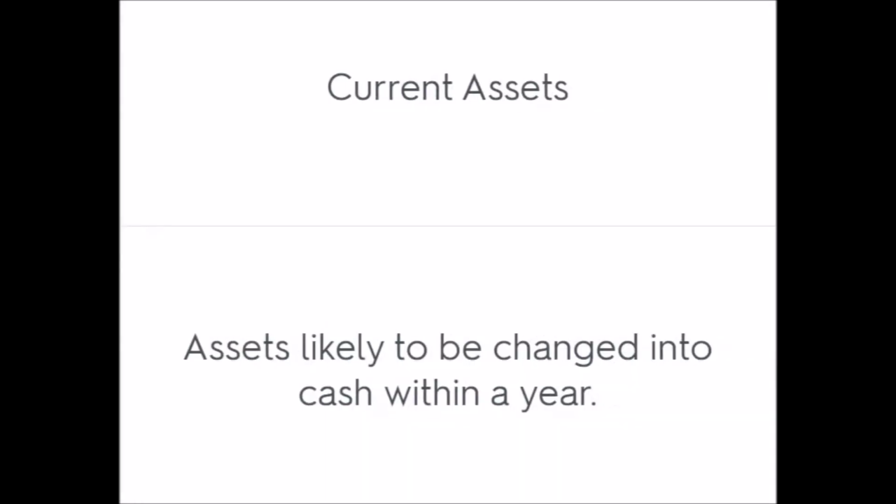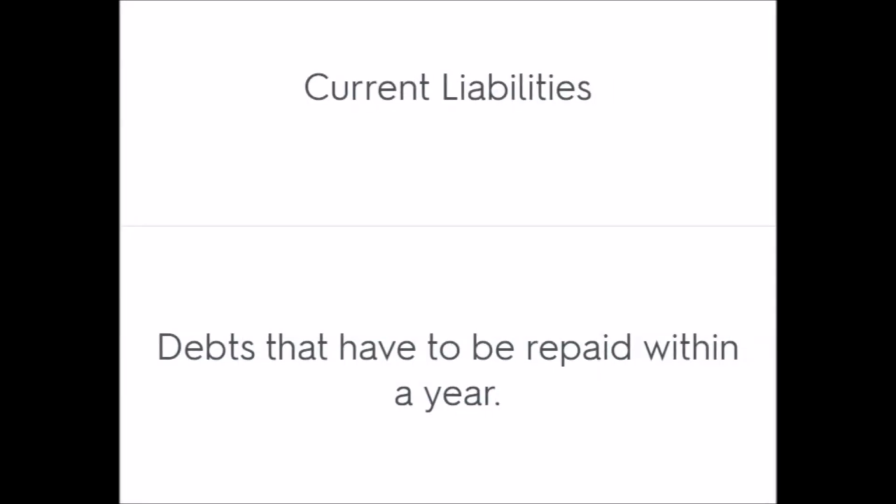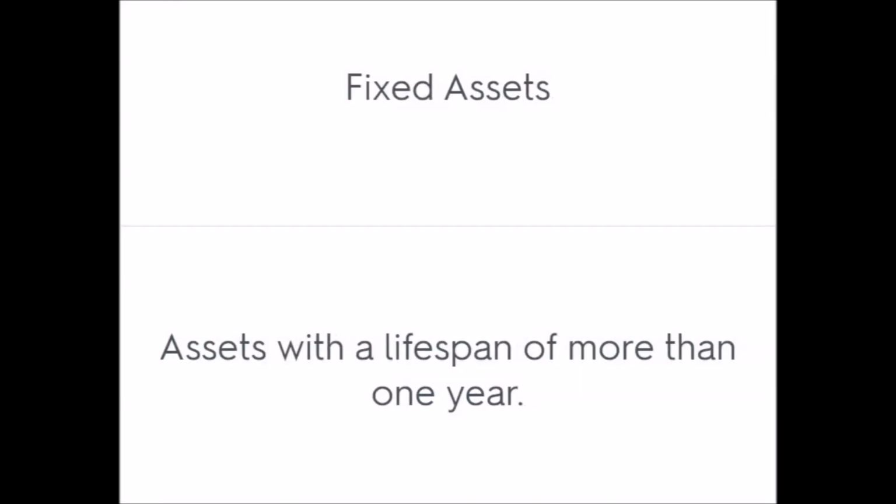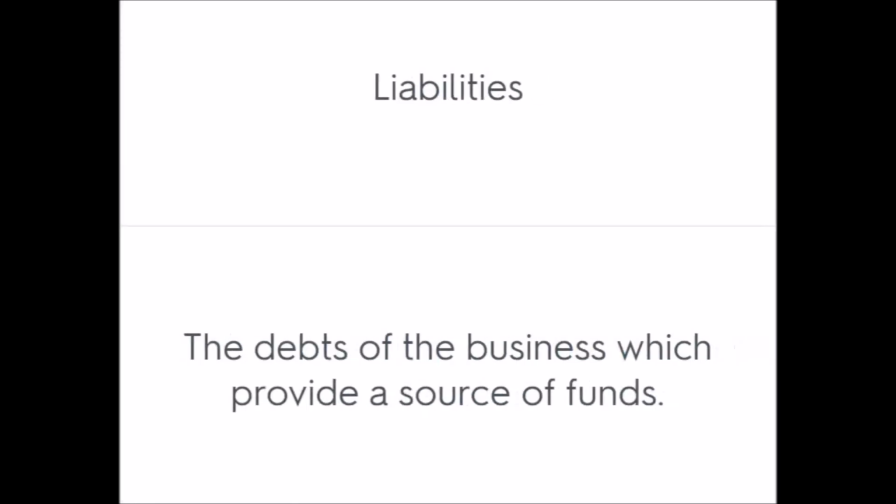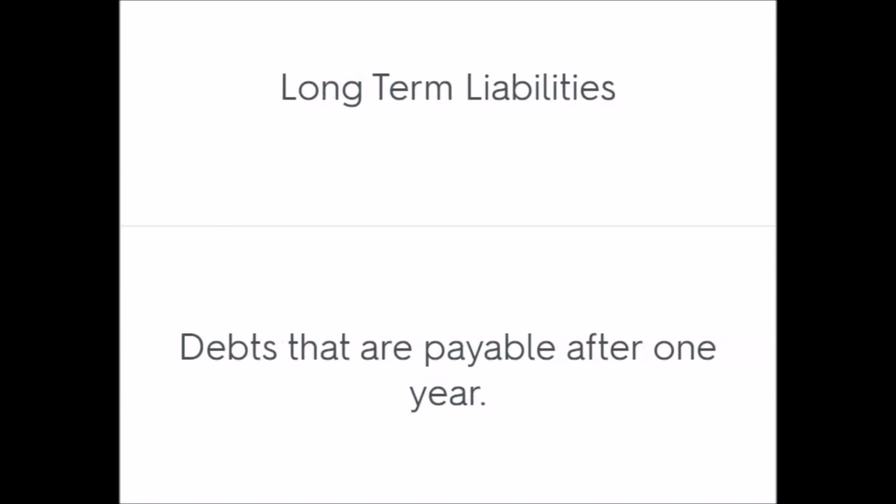Current assets: assets likely to be changed into cash within a year. Current liabilities: debts that have to be repaid within a year. Fixed assets: assets with a lifespan of more than 1 year. Liabilities: the debts of the business which provide a source of funds. Long-term liabilities: debts that are payable after 1 year.